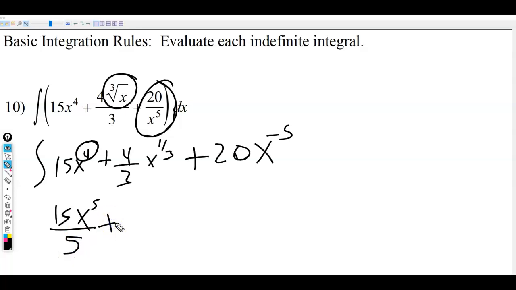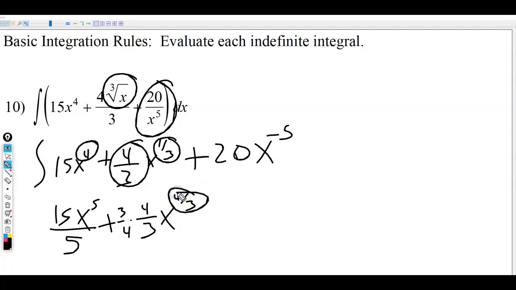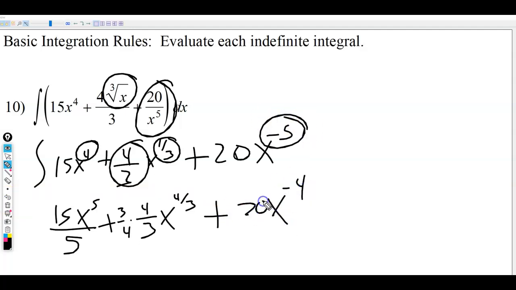And we're going to repeat that process. So now for the next one, if I add 1 to this power, I'm going to end up with 4/3. And then I'm going to divide by 4/3. Now, what we talked about earlier was that instead of dividing by a fraction, that's the same thing as multiplying by its reciprocal. So that's ringing a bell a little bit. So instead of dividing by 4/3, we're going to multiply by the reciprocal. That's the same thing. Plus, add 1 to this power, and divide by that new value. Okay?